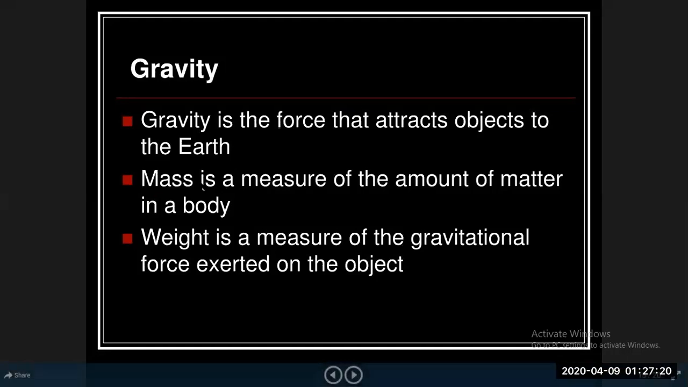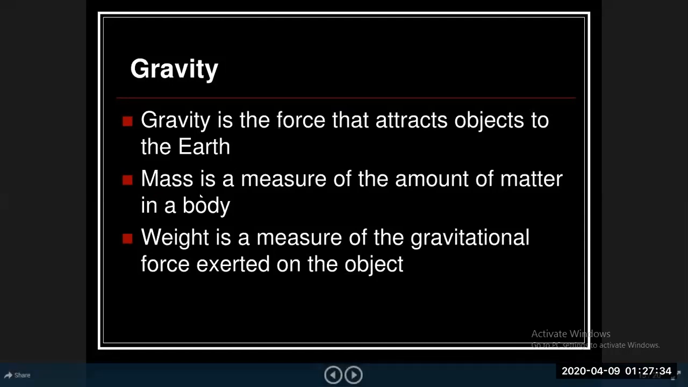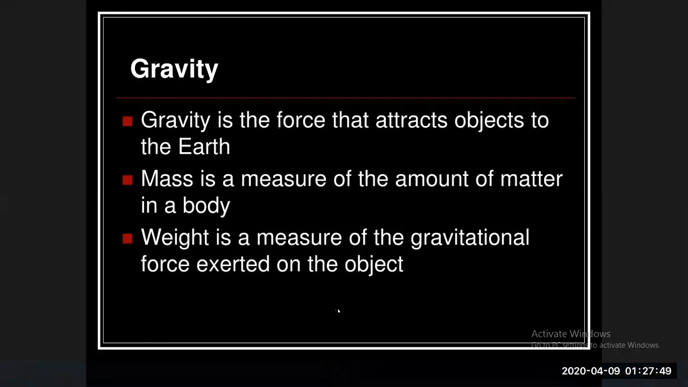force. Now, an object can have two types of physical quantity: weight and mass. Weight is the force with which the earth attracts that object towards its center. On the other hand, mass is the measure of the amount of matter contained in a body. Weight is a measure of the gravitational force exerted on the object.